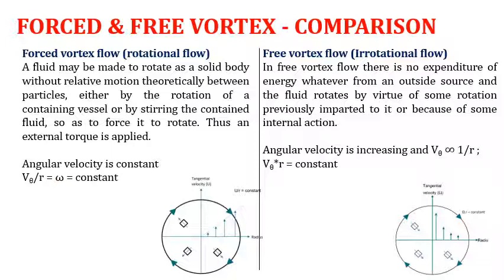And as we know, V is equal to R omega, where R is the radius, and we know the vortex flow is a streamline flow and velocity is tangential velocity. So V theta is tangential velocity. So in case of forced vortex flow, the angular velocity is constant, which is equal to V theta over R.